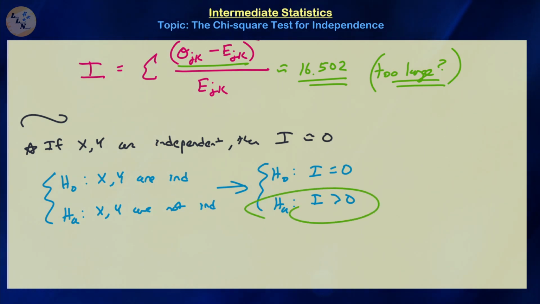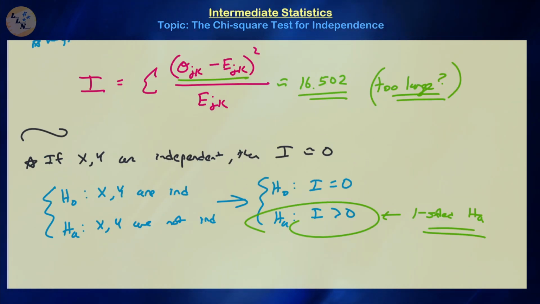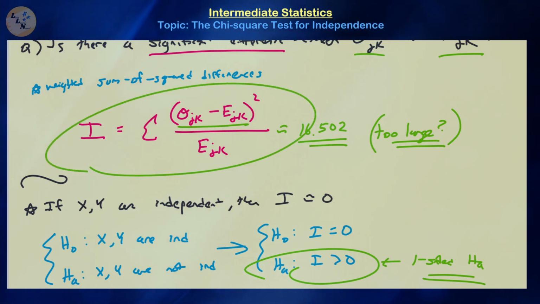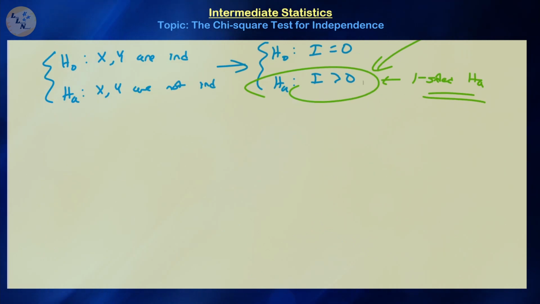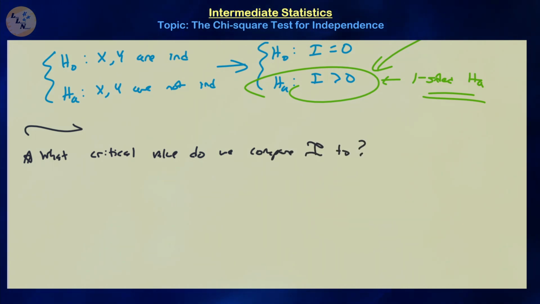So it's very important to keep in mind here that this is going to be a one-sided or one-tailed alternative. So you definitely should be familiar with how to conduct a one-tailed test in order to continue this. So now we have a test statistic. We have our alternative hypothesis that we're going to be using to test this. Now we need to compare this test statistic to something. So the next question, what critical value do we compare this number I to?